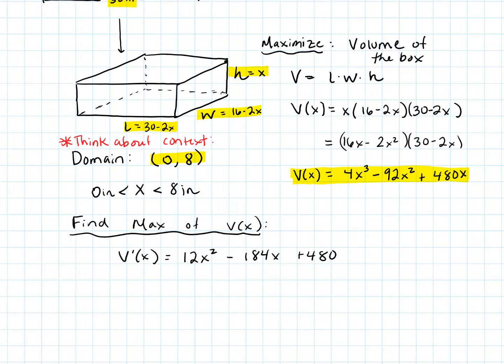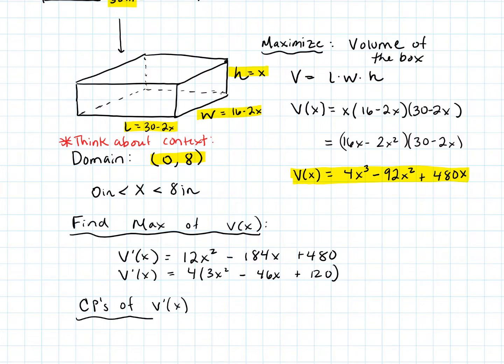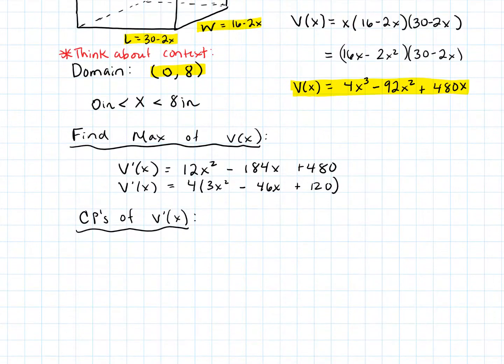Now let's find the critical points. Actually, before we even find the critical points, this is going to be part of our process for finding critical points. I see there's a common factor here of 4, so let's go ahead and pull that out: 3x squared minus 46x plus 120. Now let's find the critical points of V prime of x. So find the critical points, figure out when that's going to be equal to 0.